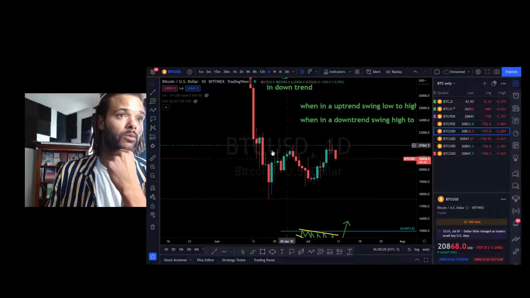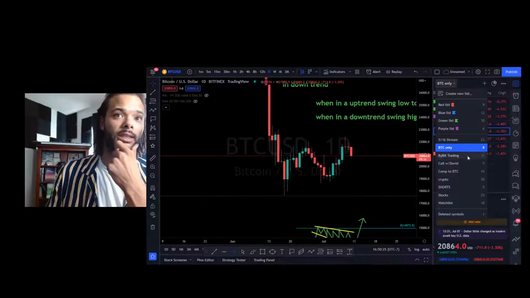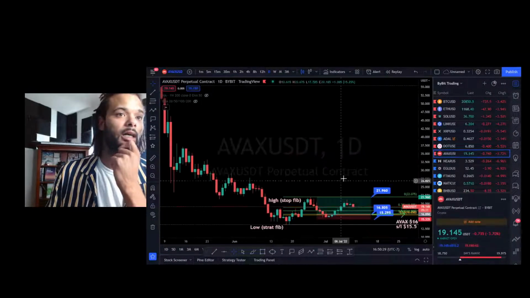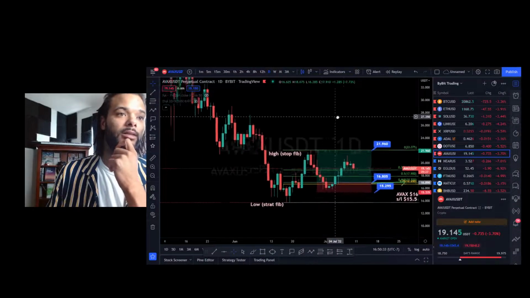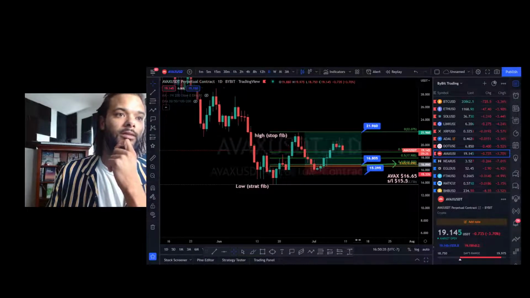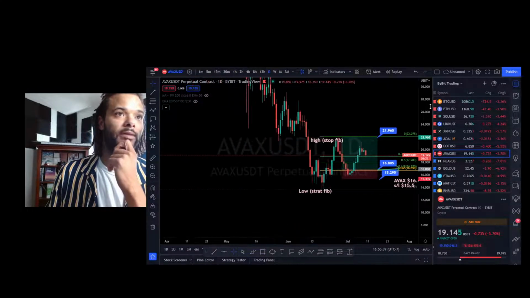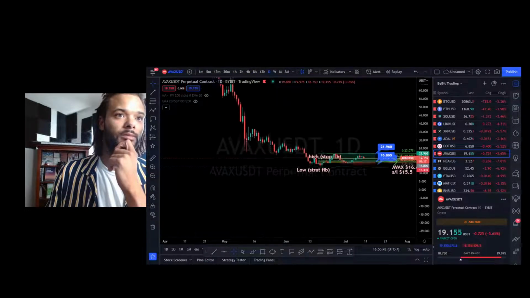So we'll do it one more time really quick, as an example with another chart. So we'll just grab AVAX here. I forgot this was already set like this, but okay, let's use this. So AVAX, obviously everything has been trending down. So the market structure has been trending down.